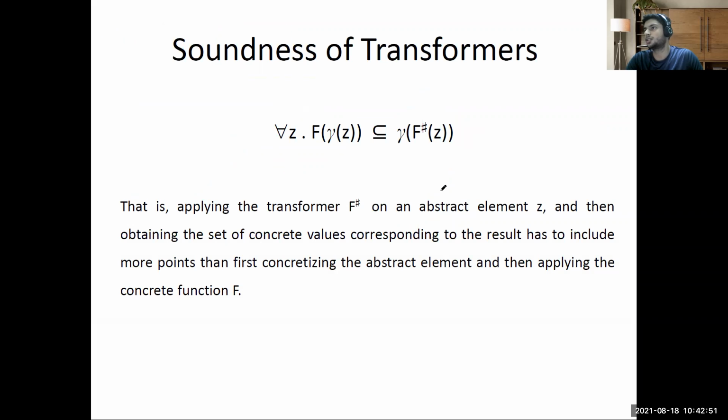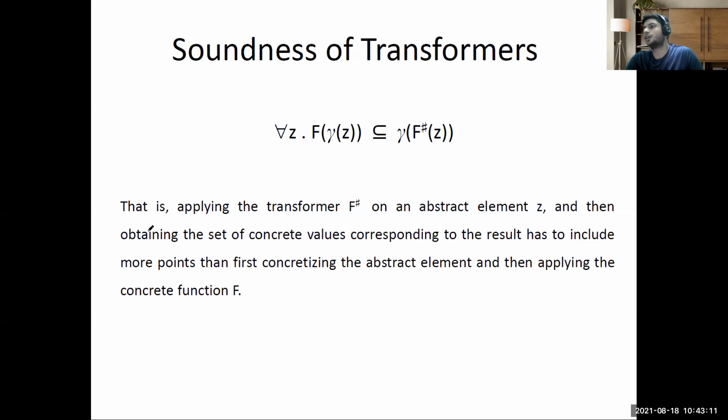And now let's look at the soundness of transformers. By soundness, what we mean here is that by applying F sharp on an abstract element Z, we obtain a set of concrete values corresponding to the result.